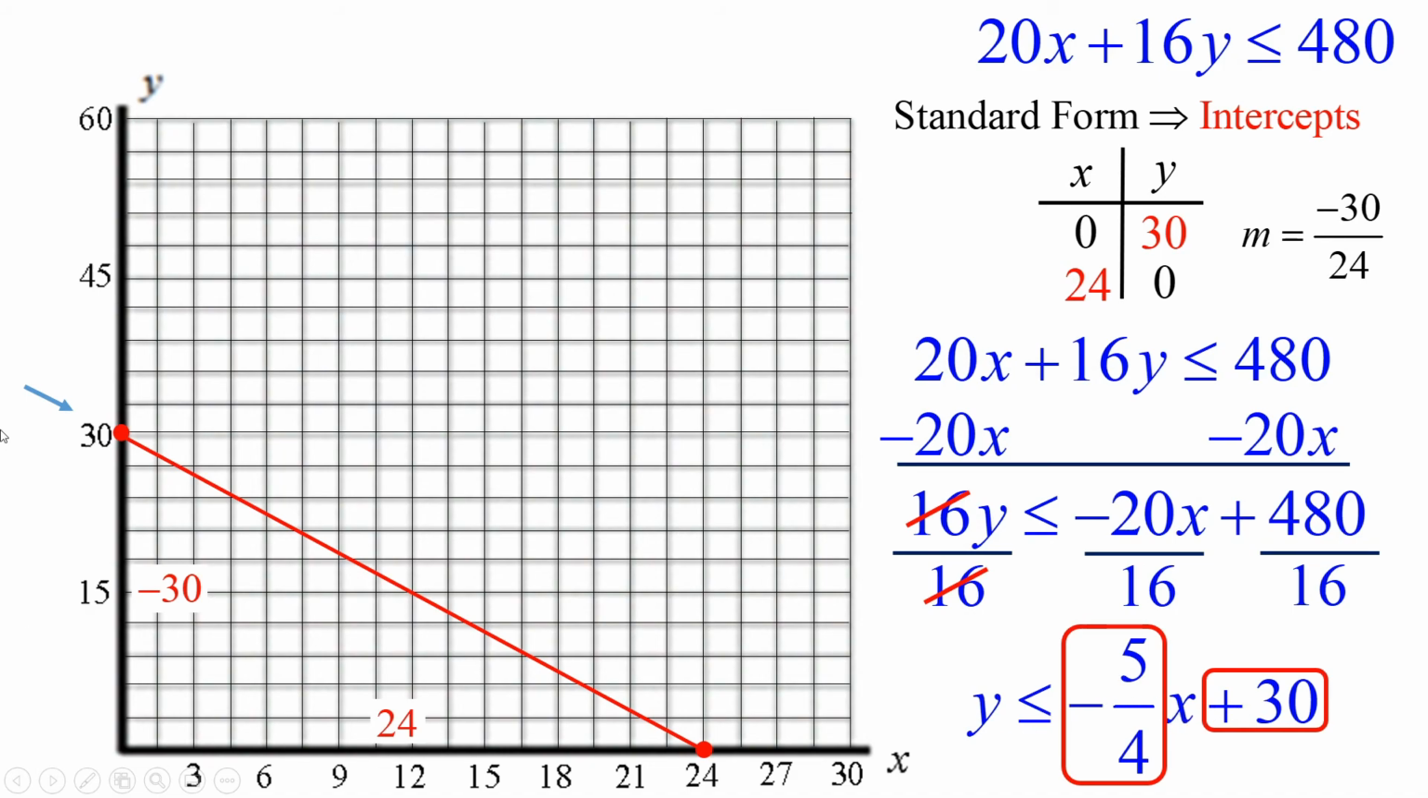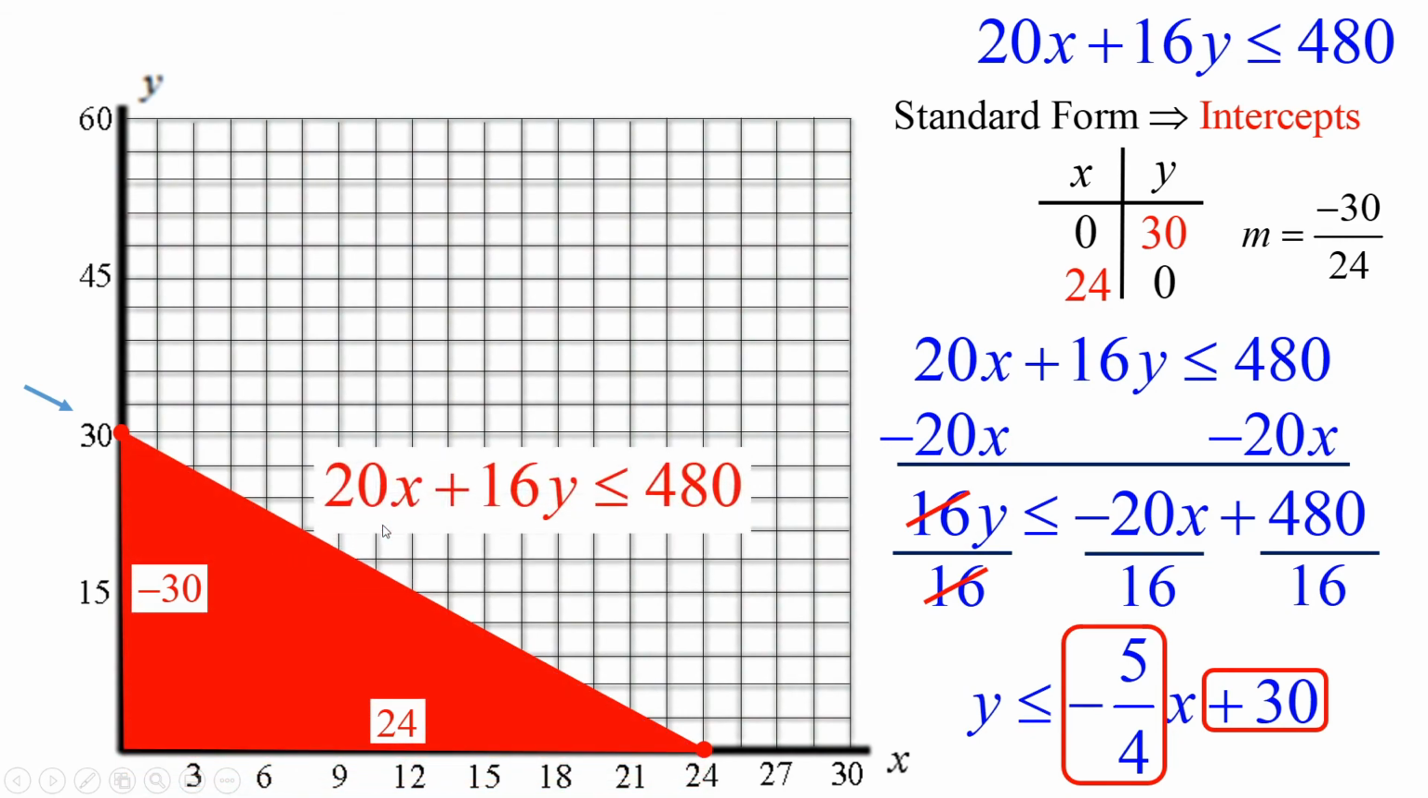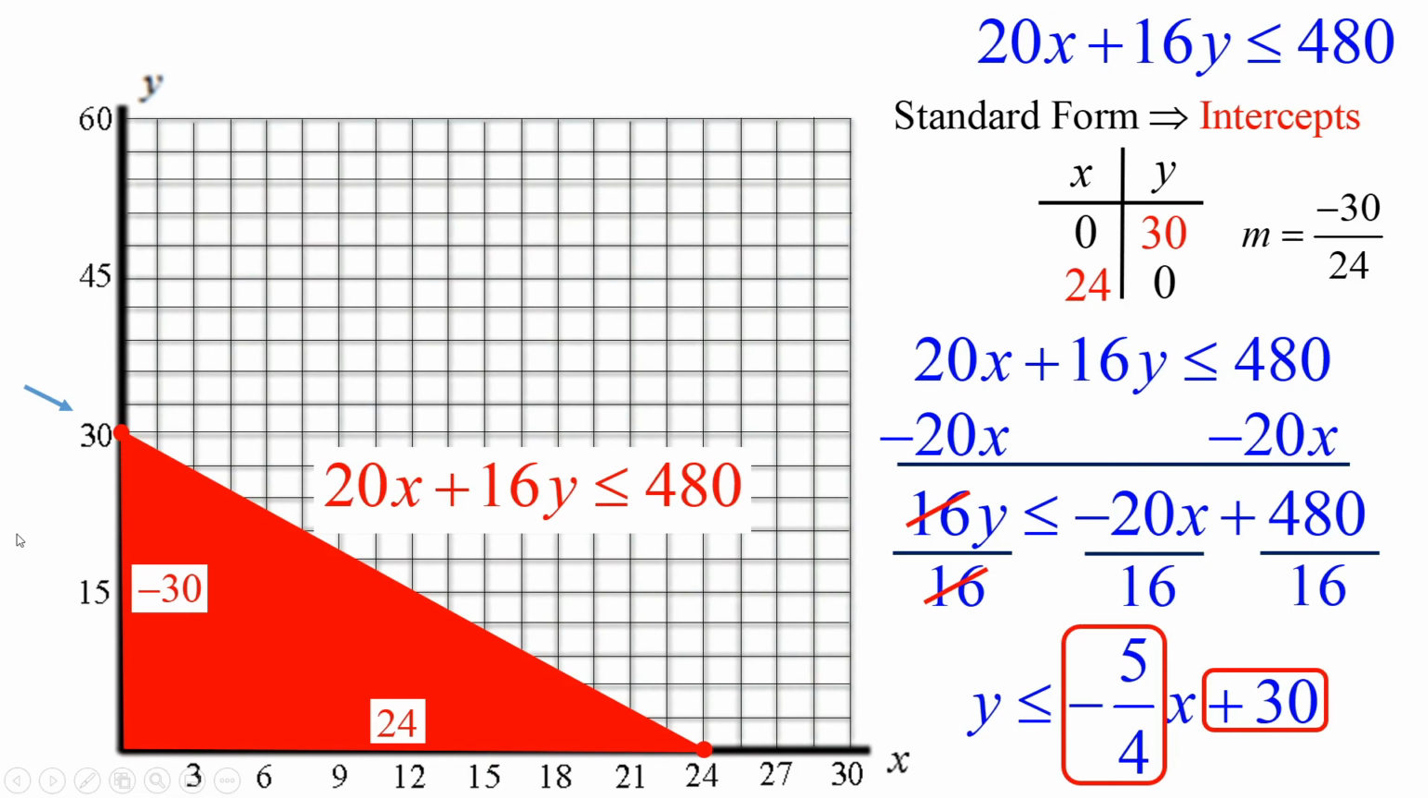So equals means the boundary line is solid, and y is less than. Remember now, y measures vertically, so y less than would be everything below that boundary line in the first quadrant, which will be right there. And there's the perfect graph of 20x plus 16y is less than or equal to 480. Oh, that was fun. And that was the entire lesson.